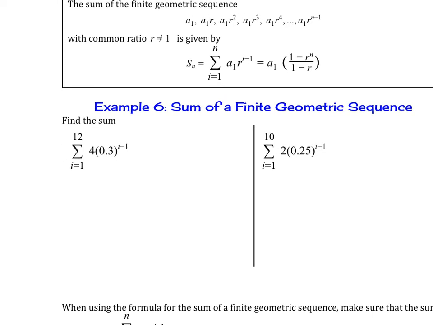For this first example, we know that a sub 1 is 4, and r is 0.3. All we're going to do is plug it into the formula. So the sum of the first 12 terms is going to be 4 times (1 minus 0.3 raised to the 12th power) over 1 minus 0.3. Then it's just calculator work, making sure you're using enough parentheses, and you would find that the sum is 5.714. So go ahead and try this example on the right.